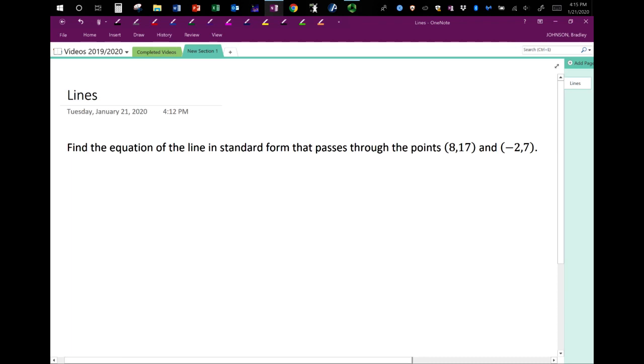Hello, my name is Professor Johnson, and today I will show you how to create an equation of line, and I will put it specifically in standard form. So here's our question. Find the equation of line in standard form that passes through these 2 points.